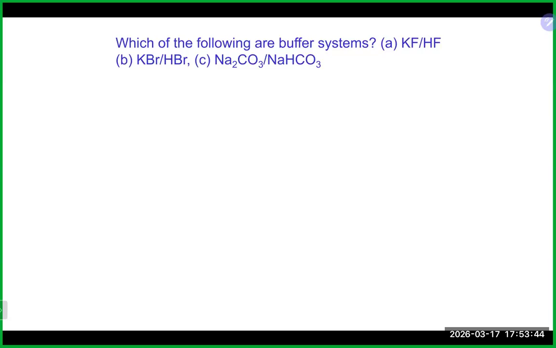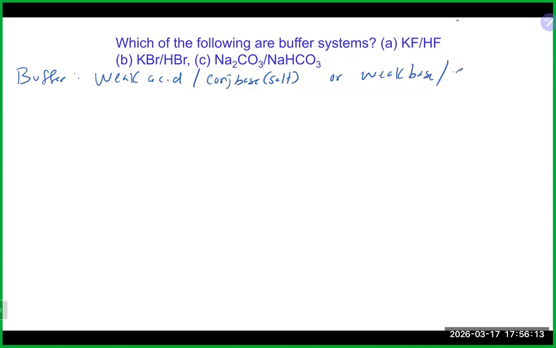All right, so take a moment here for each of these. Decide, can you make a buffer out of these things? Okay, let's take a look. So hopefully you know at this point what you need for a buffer, and that is one of two combinations: either a weak acid and its conjugate base, or the salt of its conjugate base, or you need a weak base and the salt of its conjugate acid.